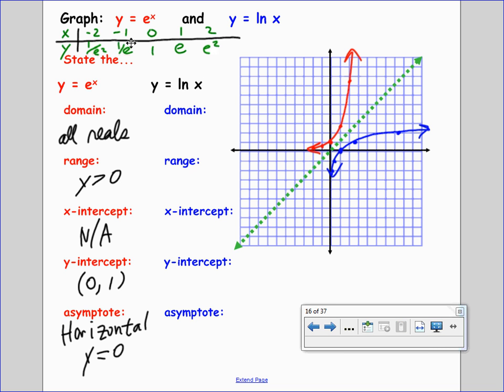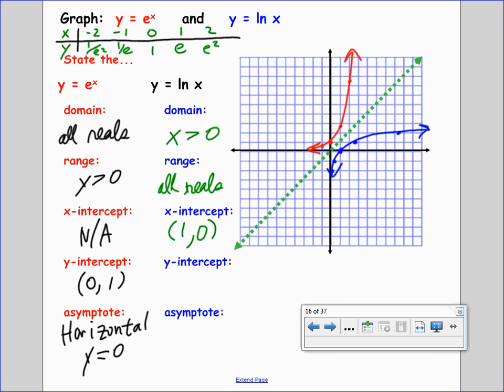The domain of a logarithmic function is restricted. It only accepts positive inputs. And so just like the range of my exponential function was strictly y greater than 0, guess what? The domain for my logarithmic function is x strictly greater than 0. The range, however, is all real y values. And so all real outputs y are produced. The x-intercept, the point (1, 0).